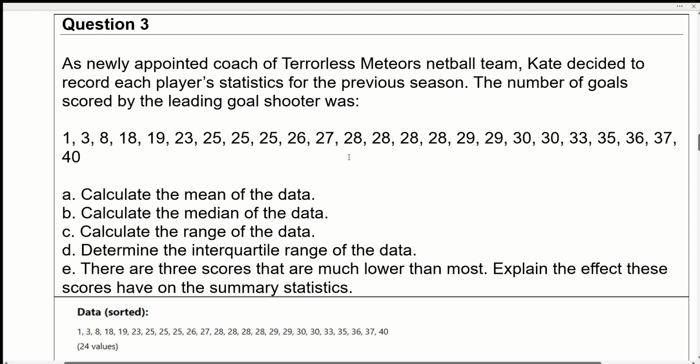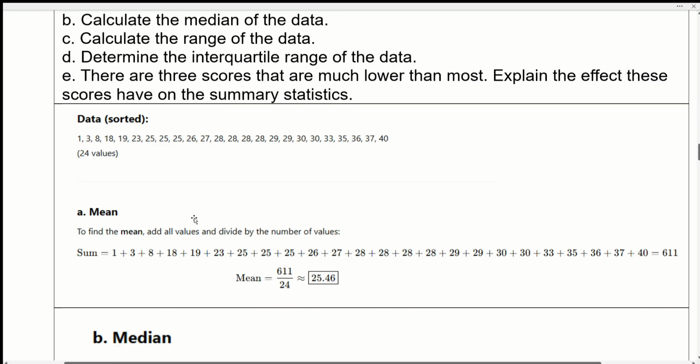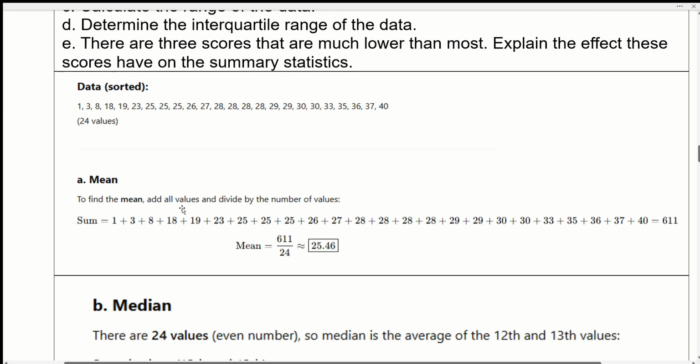So first thing you should always keep in mind is whenever you have to calculate median, you have to sort it out. All these numbers are just all over the place at this stage. So what you're going to be doing is putting them from smallest to biggest, and we have 24 values here, data sorted like I've written. Now how do we calculate the mean? The mean is adding all the values and dividing by the number of values, and you should get 24.46.